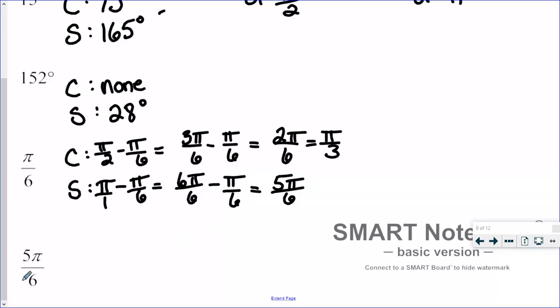Go ahead and try this one now that we've kind of seen how to do it with radians.